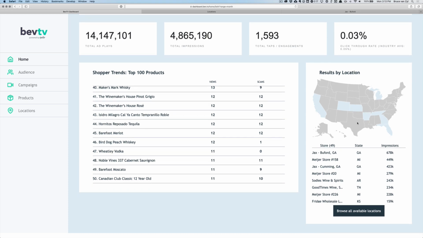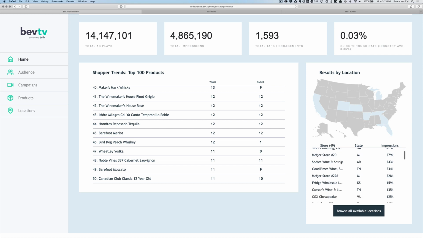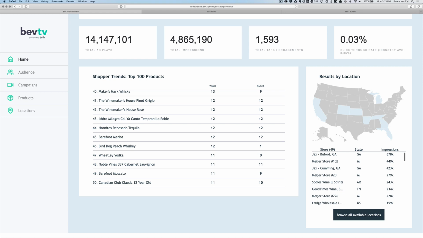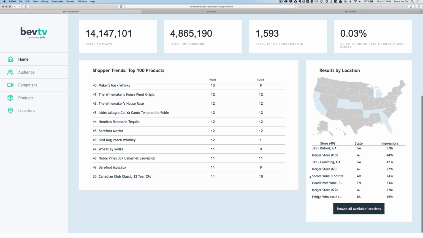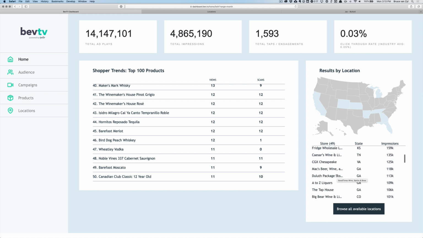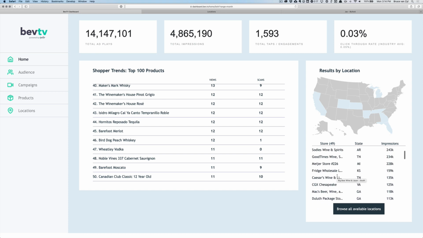This chart on the right shows you the results by location for the campaign. This advertiser is running in 49 locations, and we can see how many impressions that brand is getting per location. And you can also see which state that store is in. So this is the store name. There's Meyer Store 20, and it got this many impressions during this time period. And you can scroll all the way down the list and see every single store that this campaign ran.